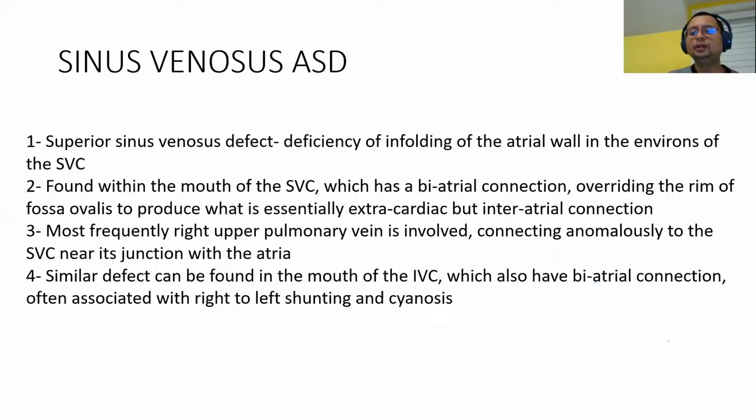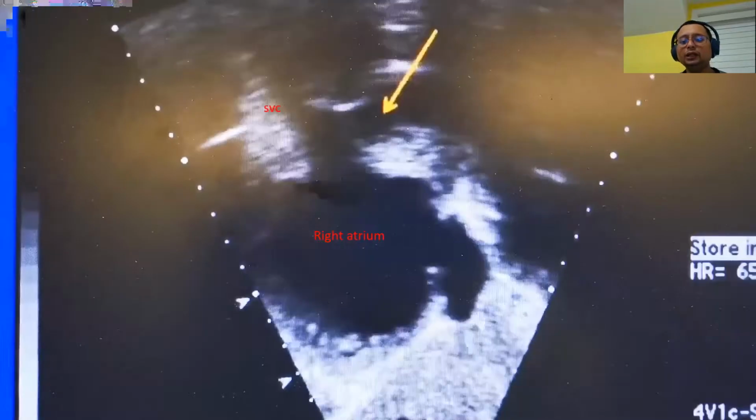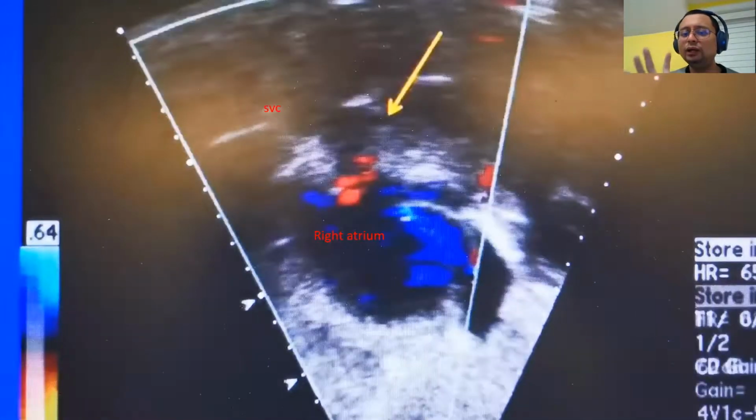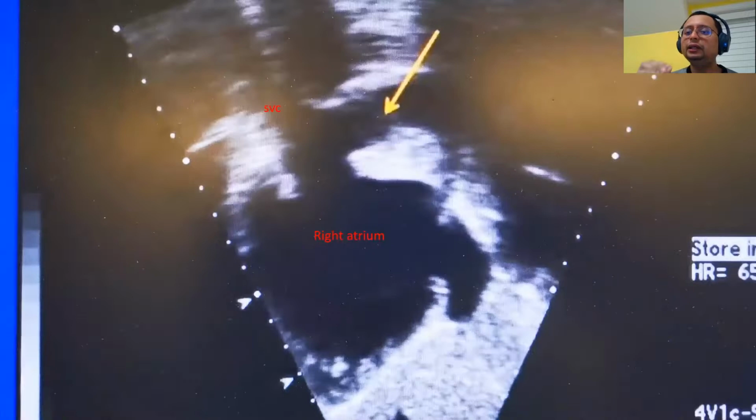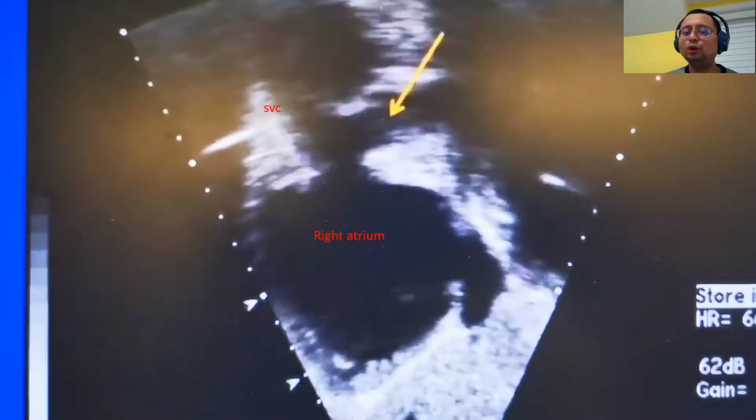Rule out ASD secundum, rule out unroofed coronary sinus, rule out primum ASD. Then if we have ruled out everything, lastly, we have to rule out sinus venosus ASD. Remember that it's very difficult to see this in TTE. So this is a patient. One of the only ways that you can see sinus venosus ASD from TTE is from the subcostal view.